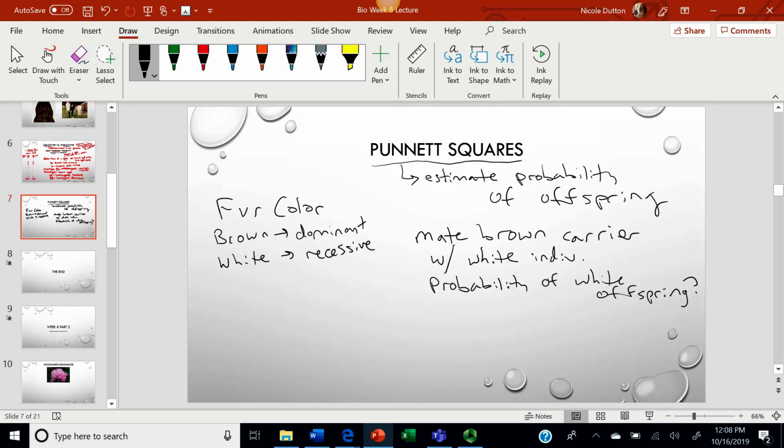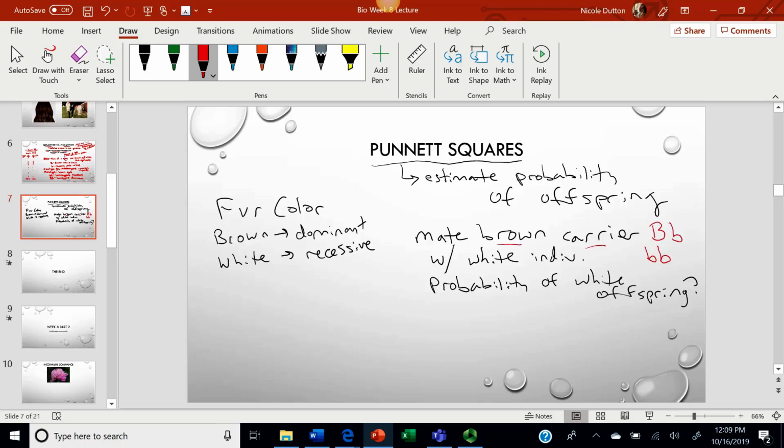So first we have to determine the genotypes of the parents. We're mating a brown carrier. Now if brown is dominant, and we use the letter B for the fur color trait, since they're a carrier, we would have big B, little b. And we're mating that with a white individual. So white is recessive, which means that they would have to have the little b, little b.